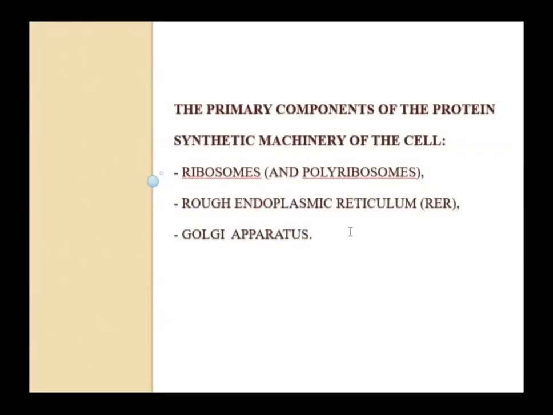A major function of most cells is the synthesis of proteins, either for use by the cell itself or to be exported for use elsewhere in the body. The primary components of the protein synthetic machinery of the cell are the ribosomes, rough endoplasmic reticulum or RER, and Golgi apparatus.